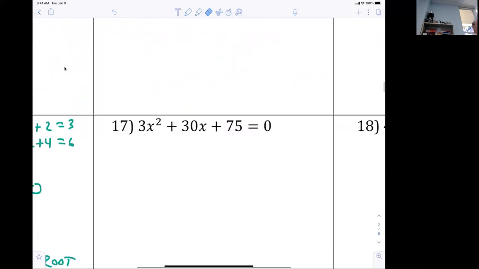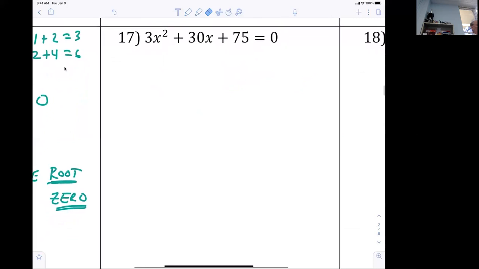All right, let's go down again. Uh-oh. Now, put a star by this one. What's the GCF? 3. So now watch. If there's no variable, you're allowed to do this.